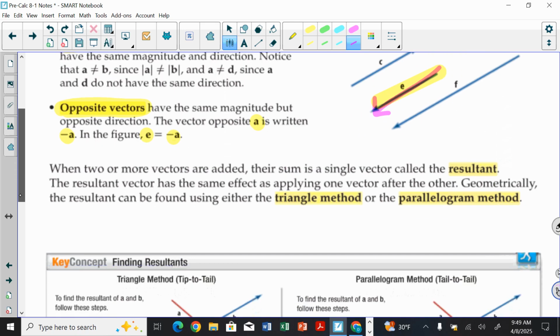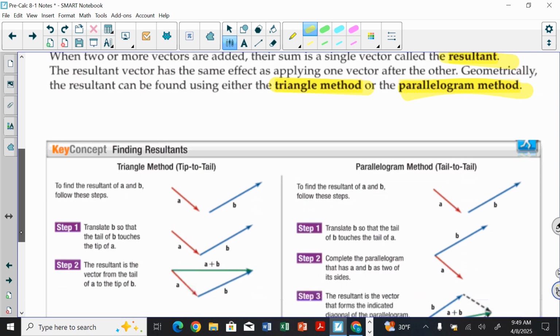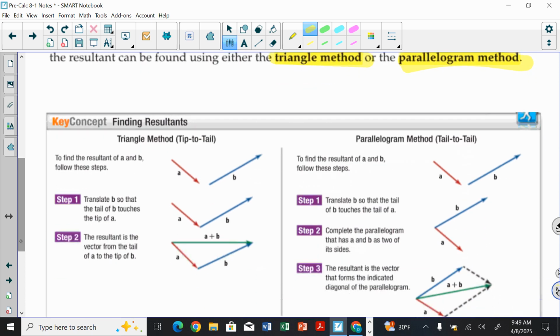All right, so when two or more vectors are added, we call that the resultant. The resultant vector has the same effect as applying one vector after the other. So geometrically, we can find it by two different methods. We've got the triangle method and the parallelogram method. Basically, you're going to draw them, and then you're going to add them up. Okay, triangle method. We also call this tip to tail.